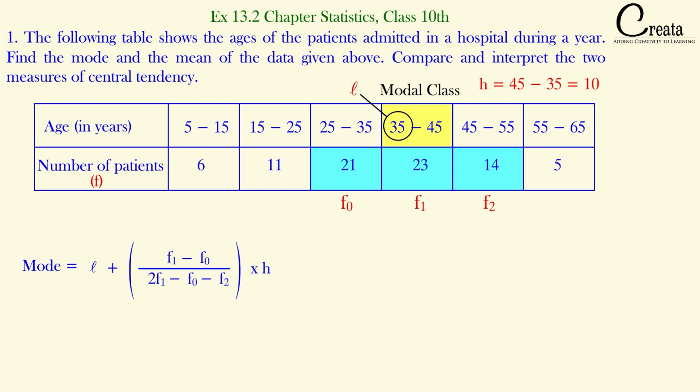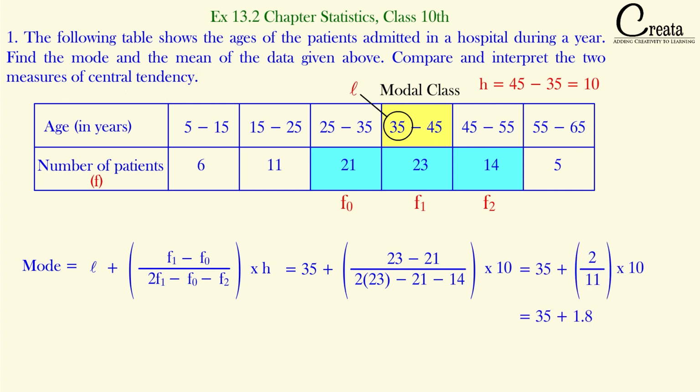Let's put all the values into the formula. Let's solve it. On solving, we got the mode as 36.8. We got the mode which is between the modal class, that is between the range 35 to 45. So our mode is correct. Got it? If the mode is below 35 or it is above 45, then we should doubt our answer. The mode should be between the upper range and the lower range of the modal class.